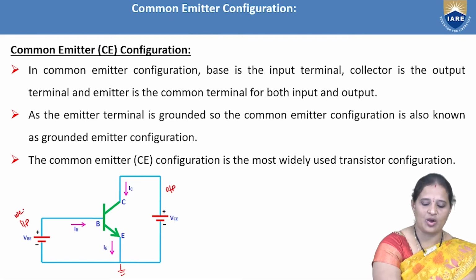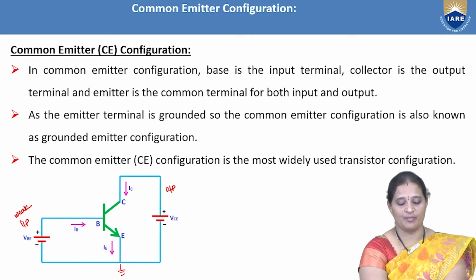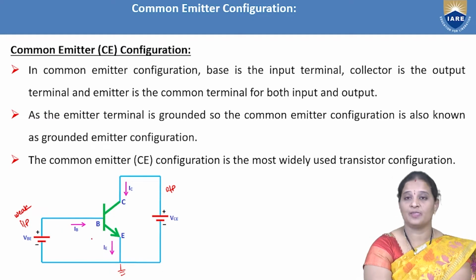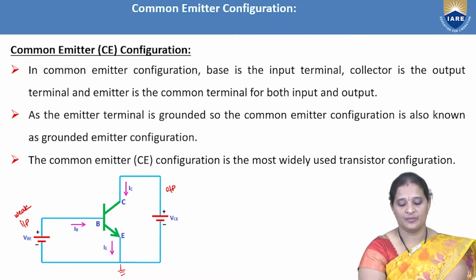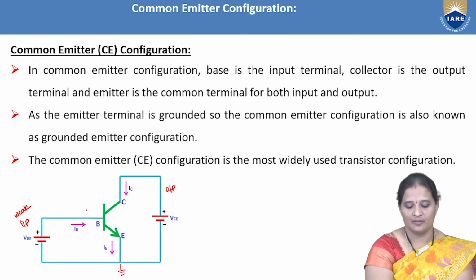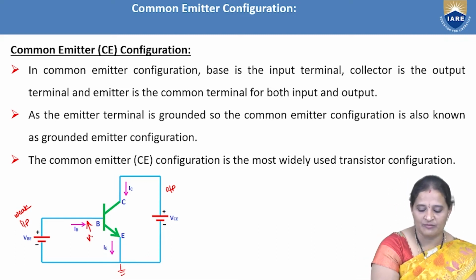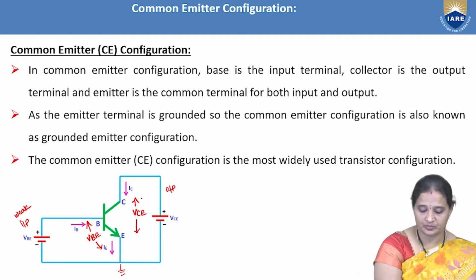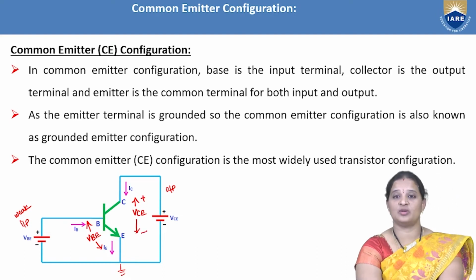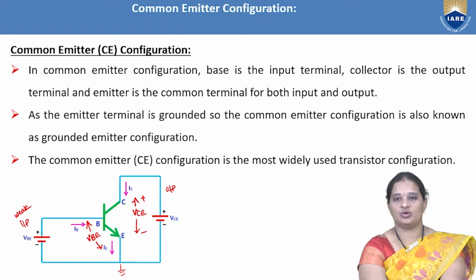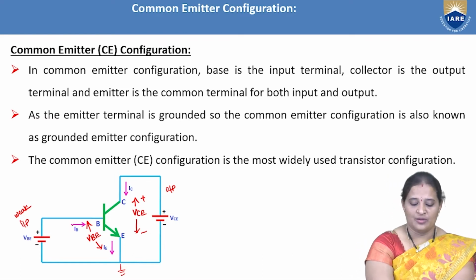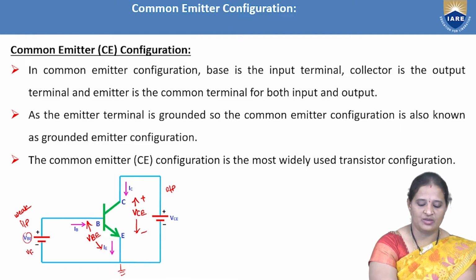That means we need to apply the weak signal whose strength is to be improved between the base and emitter, and the output, that is the amplified version of that weak signal, is to be taken between collector and emitter. So VBE is considered to be the input voltage, and VCE, the voltage between collector and emitter terminal, is considered to be the output voltage. Here this voltage is considered to be VBB, whereas this one is VCC.